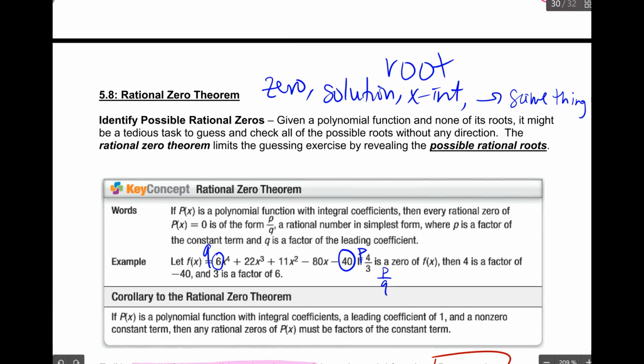The rational zero theorem says if we're given a polynomial function and none of its roots, instead of just plugging in random numbers until we find a zero, until we find a root, we can use the rational zero theorem, because that's going to reveal all the possible rational roots. Then we can plug in those.